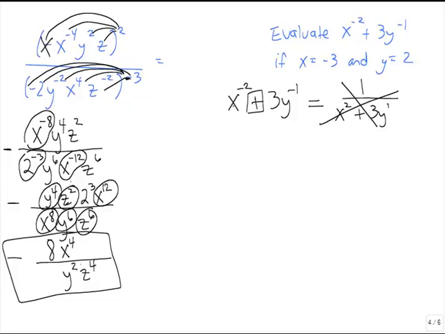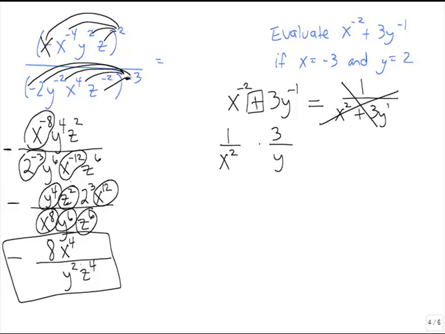So when I take x to the negative 2 and flip it, it's just going to become its own fraction, 1 over x squared. And when I flip 3y to the negative 1, only the y goes on the bottom because there's no parentheses, so only the y is being raised to the negative power. That 3 is not being raised to the negative power, so it's going to stay in the numerator. So 3y to the negative 1 becomes the fraction 3 over y.